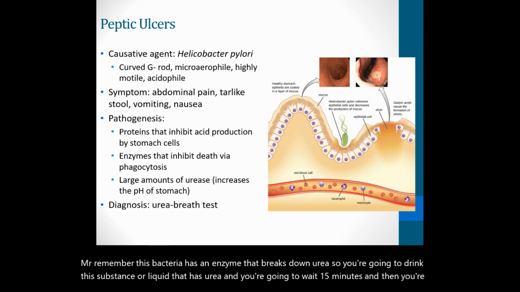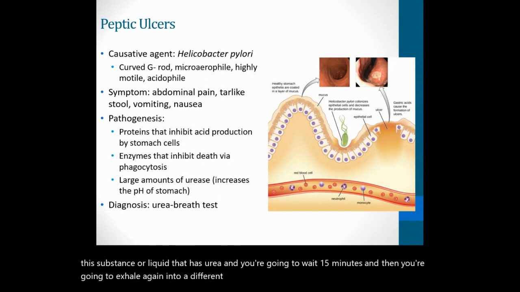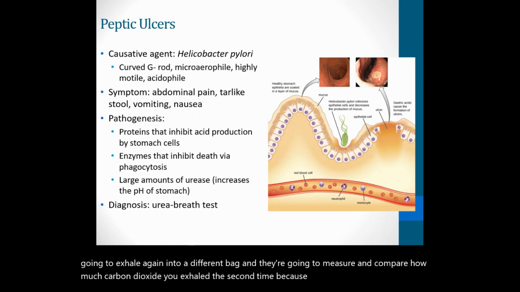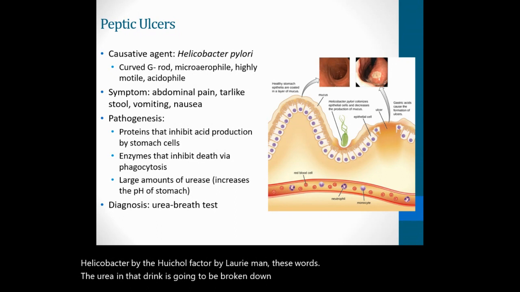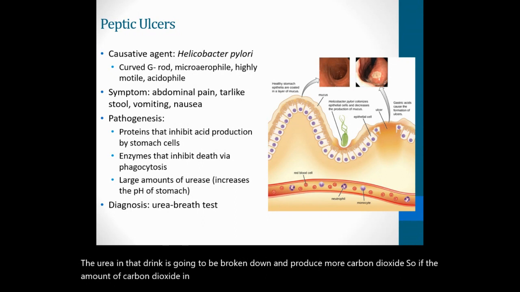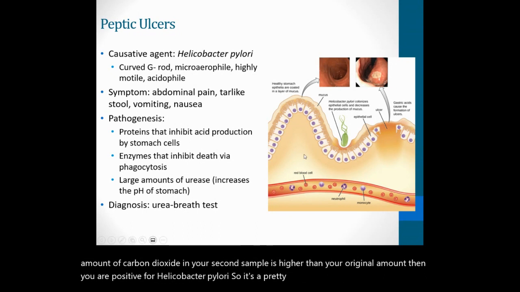And then you're going to exhale again into a different bag. And they're going to measure and compare how much carbon dioxide you exhaled the second time. Because if you are infected by Helicobacter pylori, the urea in that drink is going to be broken down and produce more carbon dioxide. So if the amount of carbon dioxide in your second sample is higher than your original amount, then you are positive for Helicobacter pylori. So it's a pretty interesting diagnostic tool.